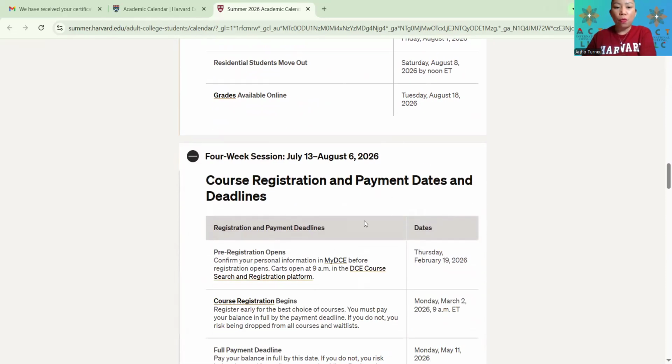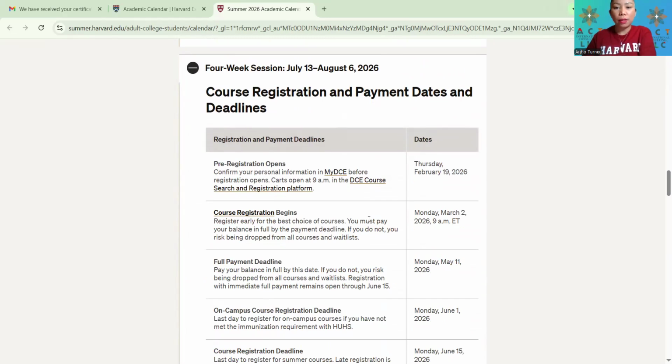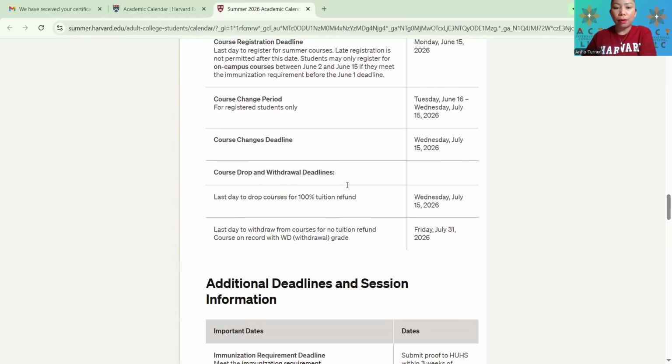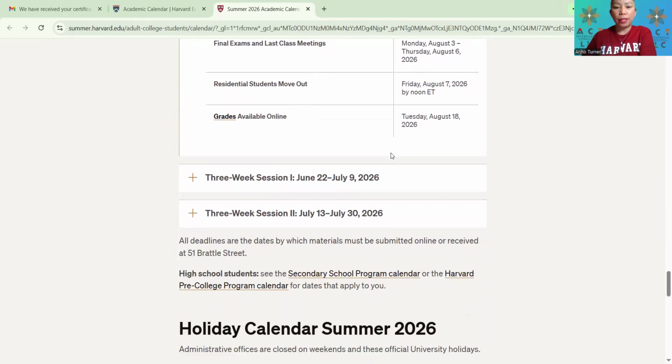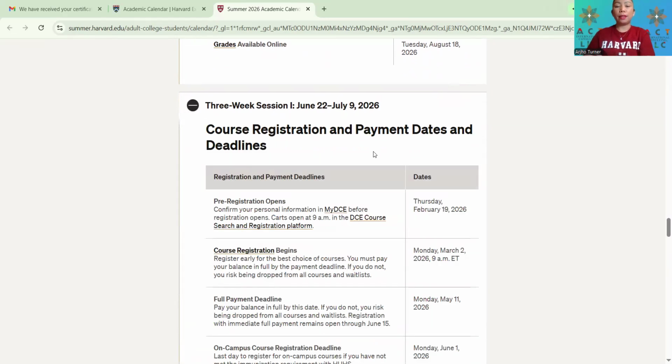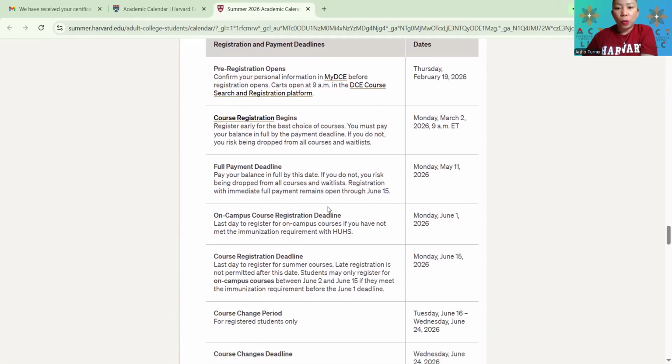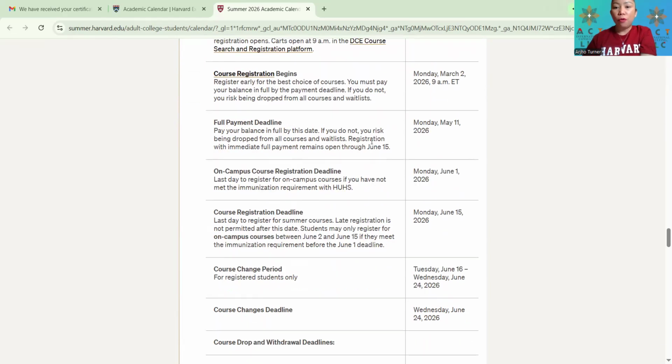We also have the 4-week session, July 13 to August, pretty much following a similar pattern with specific deadlines and important information that needs to be done. And the 3-week session. This is the session that I'm trying to get into. That is the 3-week session 1, happening on June 22 to July 9th. So I will be waiting to do the pre-registration by February 19th. I will have to register my course starting March 2, and the full payment deadline will be May 11th.